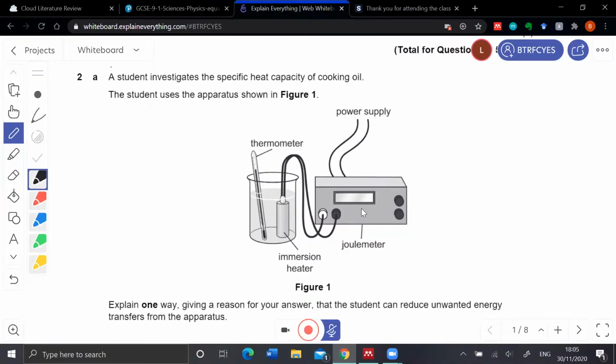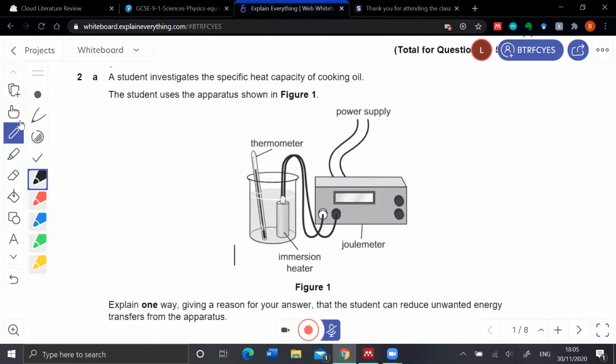You've got a joule meter, so that measures the energy going into the immersion heater in joules, and a power supply. Okay, that just supplies the joule meter and the immersion heater. So explain one way. It's going to be quite easy because it's only one thing. Giving a reason for your answer, the student can reduce unwanted energy transfers from the apparatus.